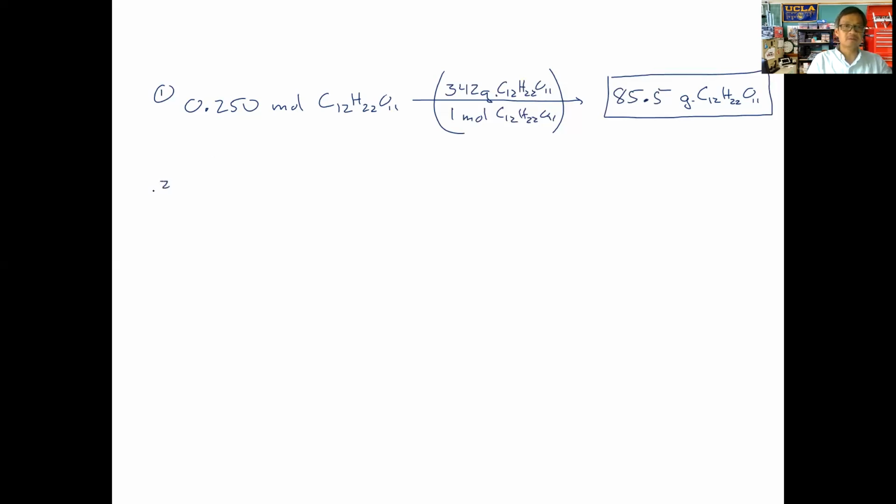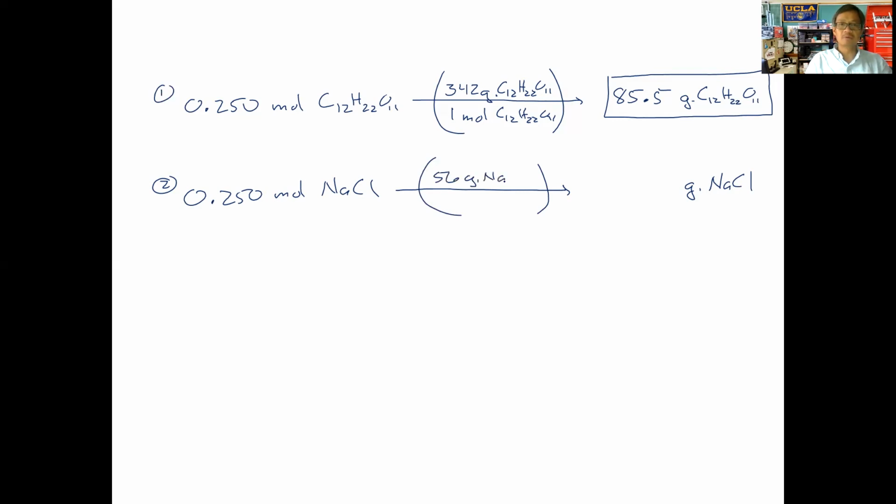Let's go ahead and do the second one. We start out with 0.250 moles of sodium chloride, NaCl, and we're going to convert to grams of sodium chloride. We plug in the molar mass of sodium chloride, which I gave you on the previous slide: 56 grams per mole, over 1 mole. Remember, these are all unit ratios, so our denominator will always be 1, in this case 1 mole of sodium chloride. You plug those numbers in, and you get your answer: 14.6 grams of sodium chloride.